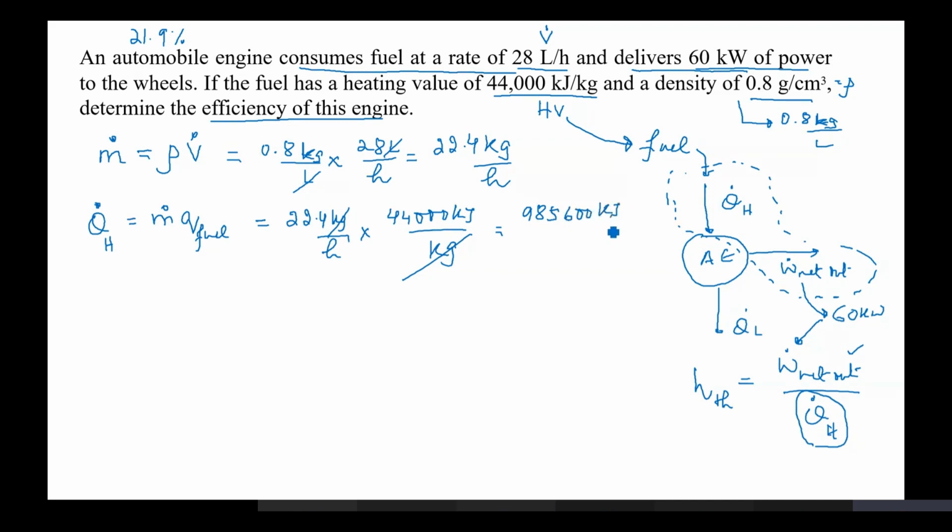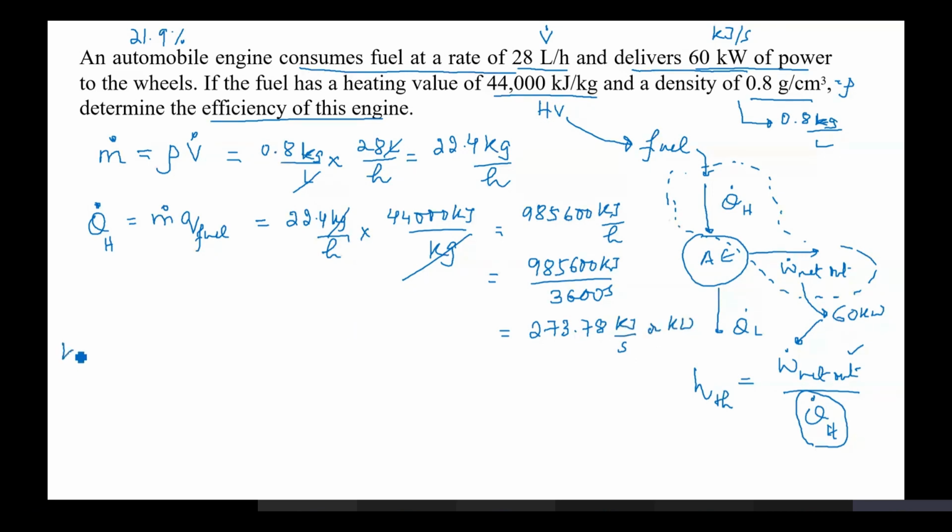985,600 kilojoules per hour. Now, the net work out is given in kilowatts, which is essentially kilojoules per second. So I need to be consistent with the units. I'll convert this heat energy rate into kilojoules per second. To do that, I divide 985,600 kilojoules by 3600 seconds. This gives me 273.78 kilojoules per second, or kilowatts.